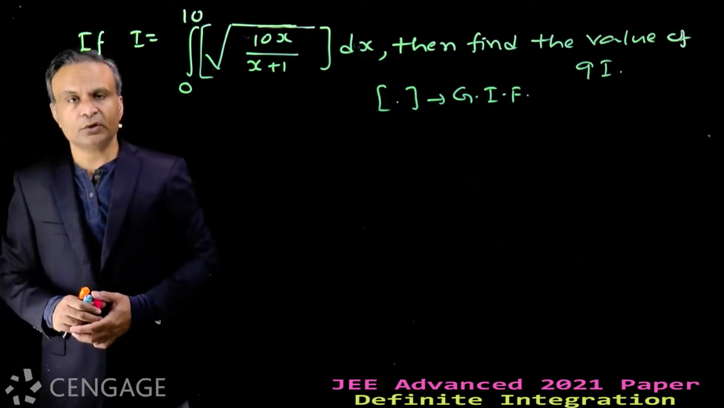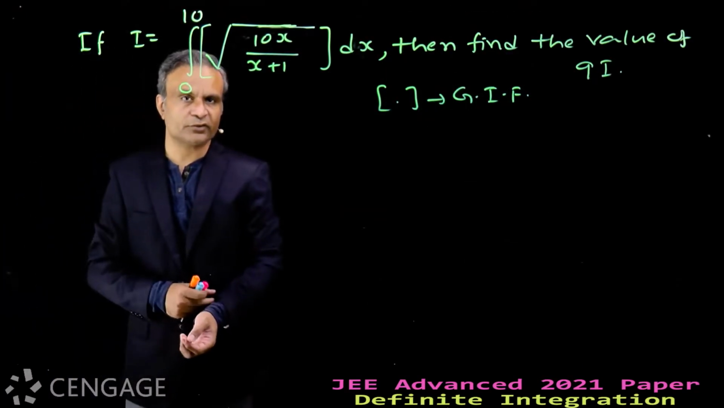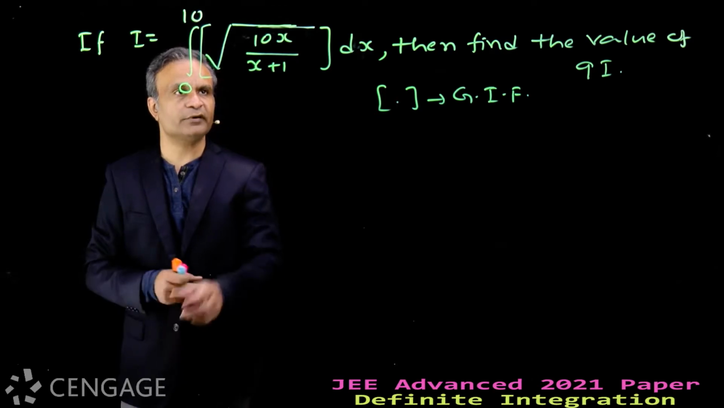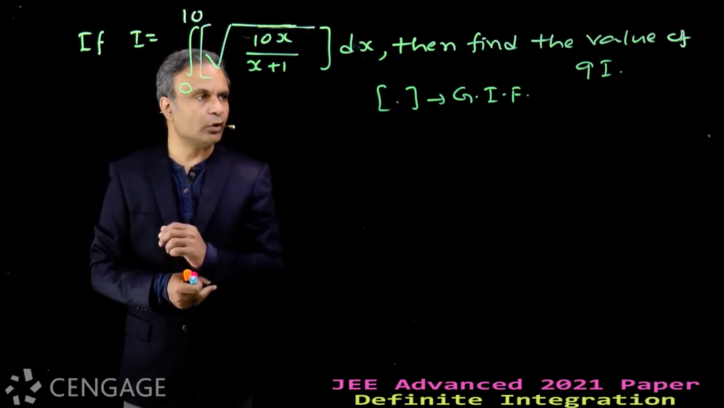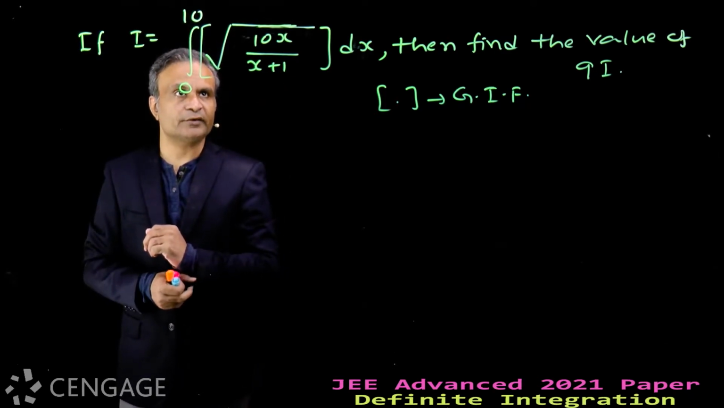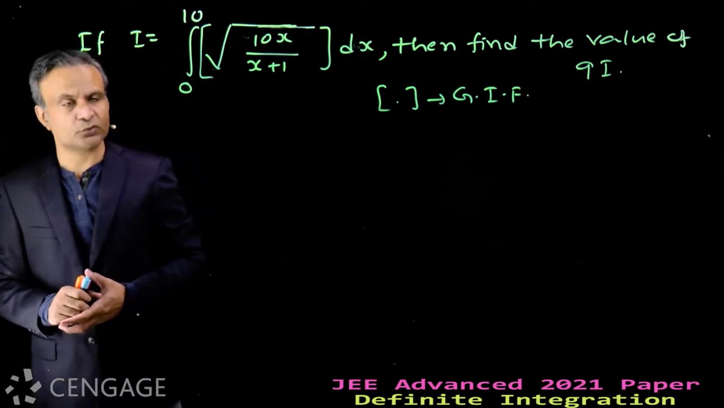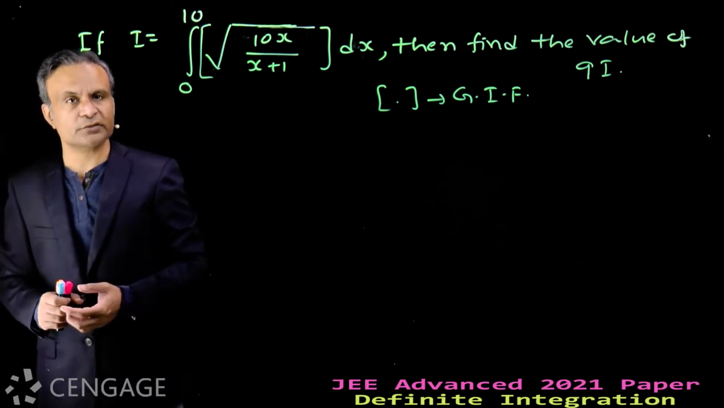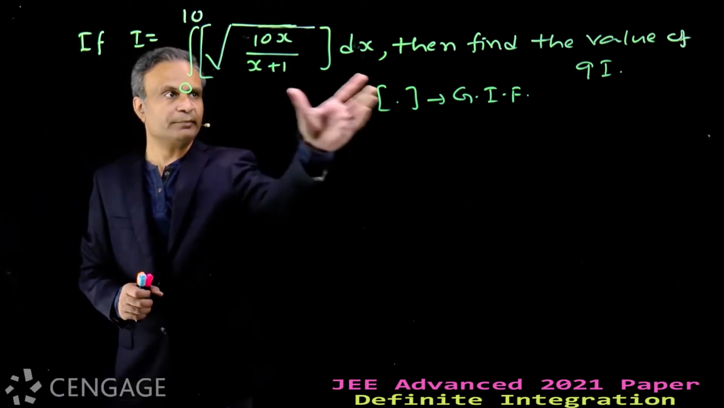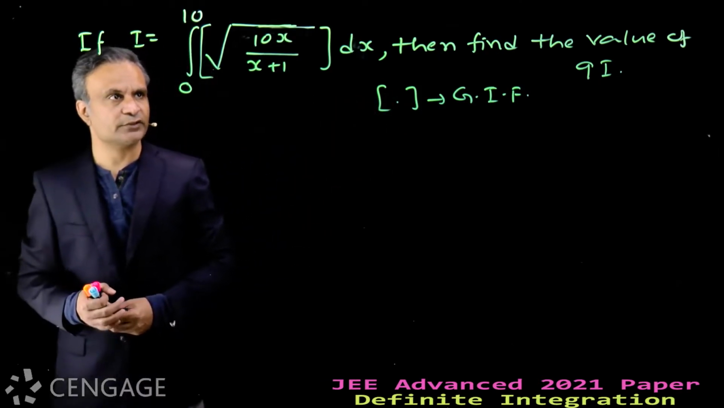Now we have one more question from definite integrals. Question is if I is equal to this definite integral, then find the value of 9i. Here integrand function is greatest integer of root 10x over x plus 1. Lower limit of integration is 0, upper limit is 10. Your square brackets represent greatest integer function.